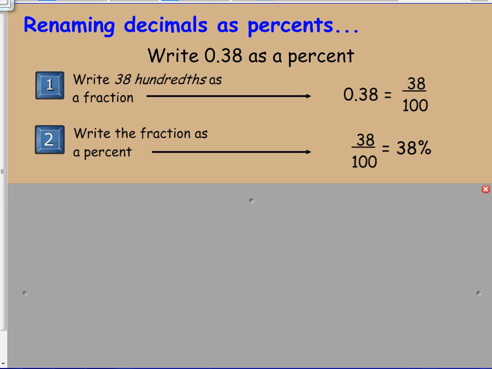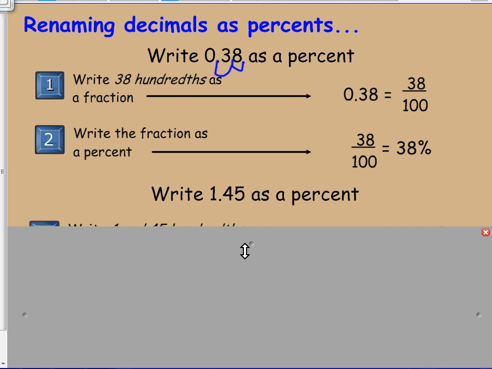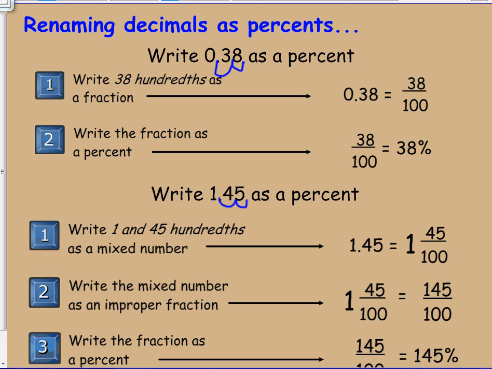Shorter way to do it is just to remember you can swoop to the right twice, and that's your percents. And then that would be 38%. Okay, it's always twice. All right, now for this next one, we have write 1.45 as a percent. If we use our short way, we can just go whoop, whoop, and we will get 145%.